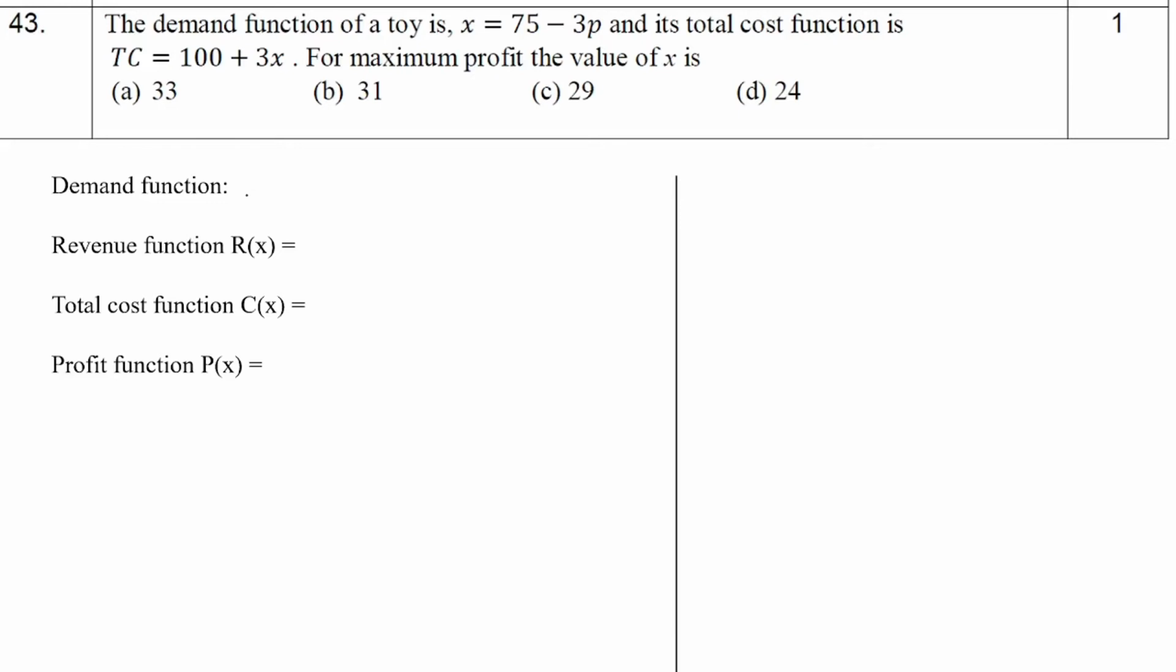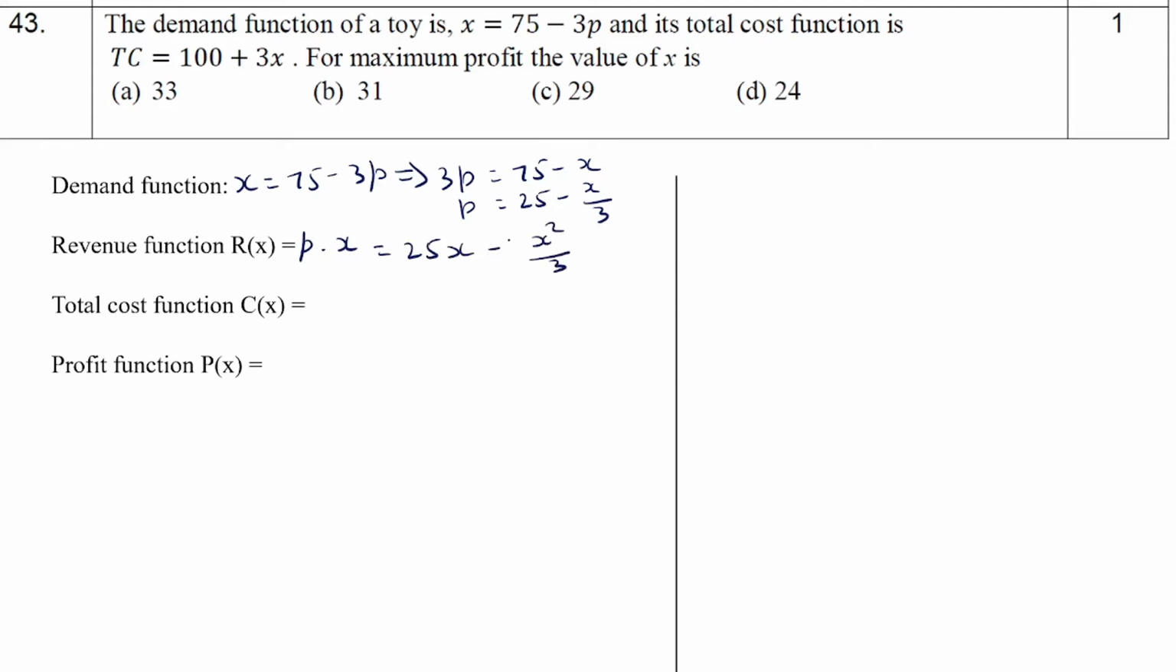So the demand function here is given as x is equal to 75 minus 3p. So from this, let us write it in terms of p. 3p is equal to 75 minus x, or p is equal to 25 minus x by 3. So we can write the demand function in this way also. So now revenue function R of x is given by p into x. So it is equal to 25x minus x squared by 3.